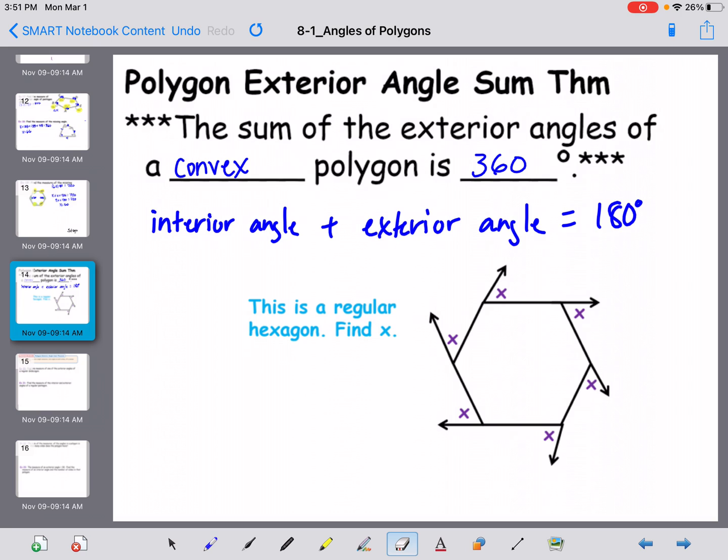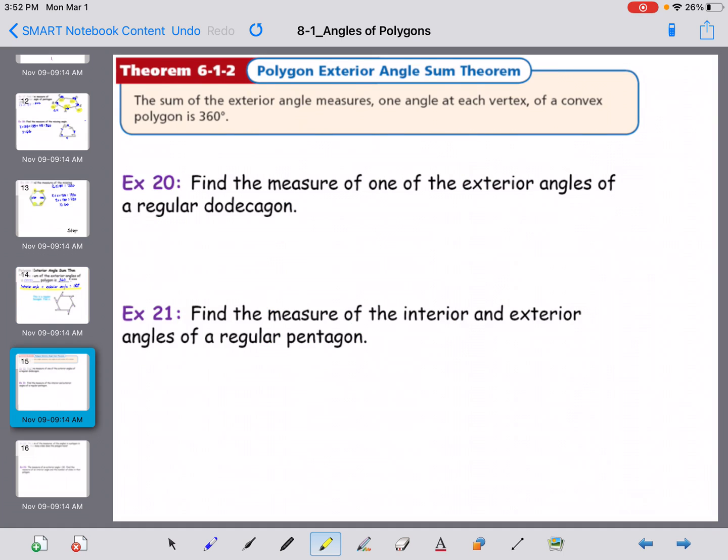Another really important fact is what I've got right down here below that. If I add an interior angle to an exterior angle, those would add up to 180 degrees. So let's go to, oh wait, I didn't do that first example.